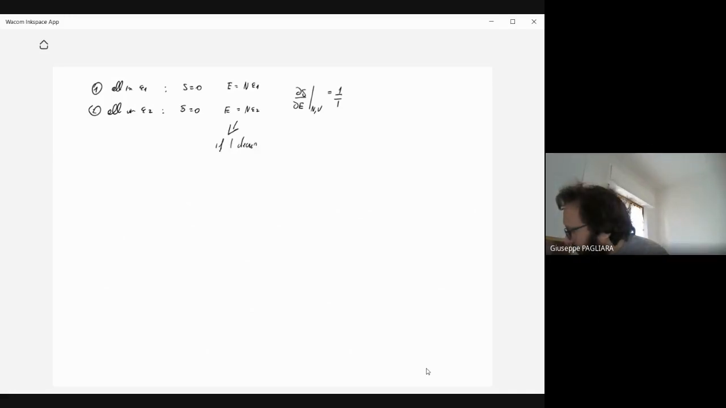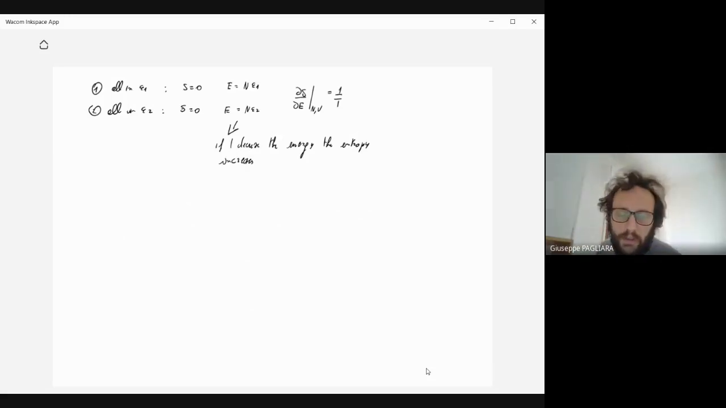Increase the energy, the entropy increases. Because the entropy is equal to 0 for that specific configuration. Now I remove some particles from state 2 and put them to state 1, so I'm decreasing the energy, but the entropy is increasing because the entropy was 0 in that specific configuration. So if I remove some particles and put them in epsilon 1, I'm increasing the entropy. Therefore, that means that I have negative temperature.